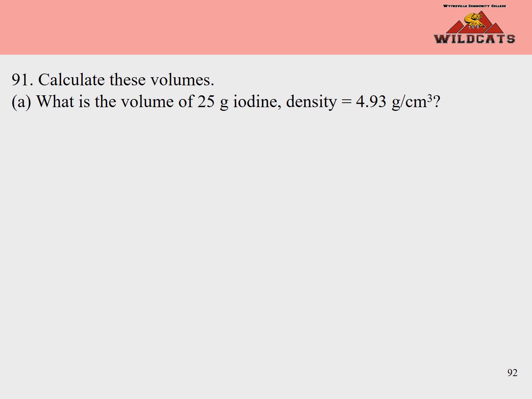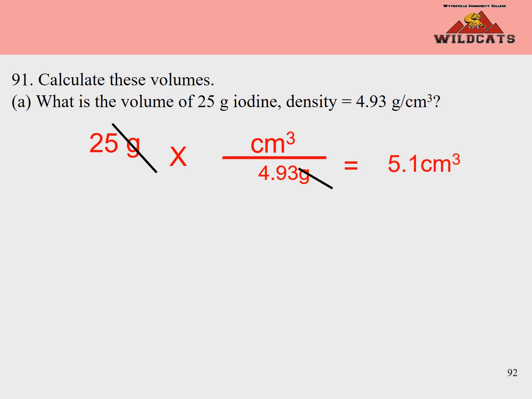Number 91, to calculate these volumes, I've got 25 grams of iodine, okay, given density. 25 grams, multiplication sign. I want to get rid of the grams because I'm looking for volume. Volume is in centimeters cubed, which is the same thing as a milliliter. And then we get 5.1 centimeters cubed, again, two significant figures because I only started out with 25 grams.